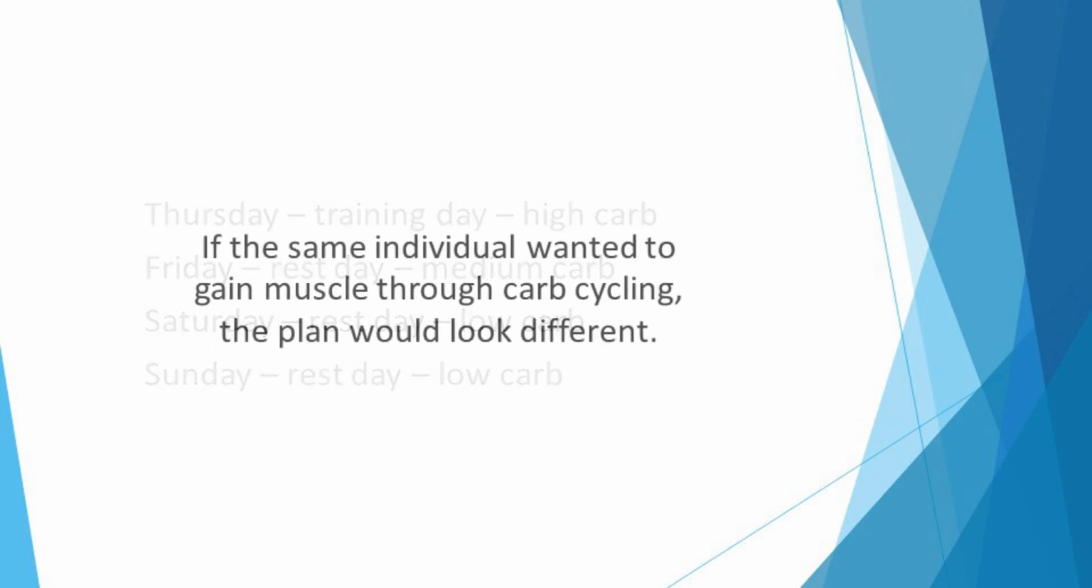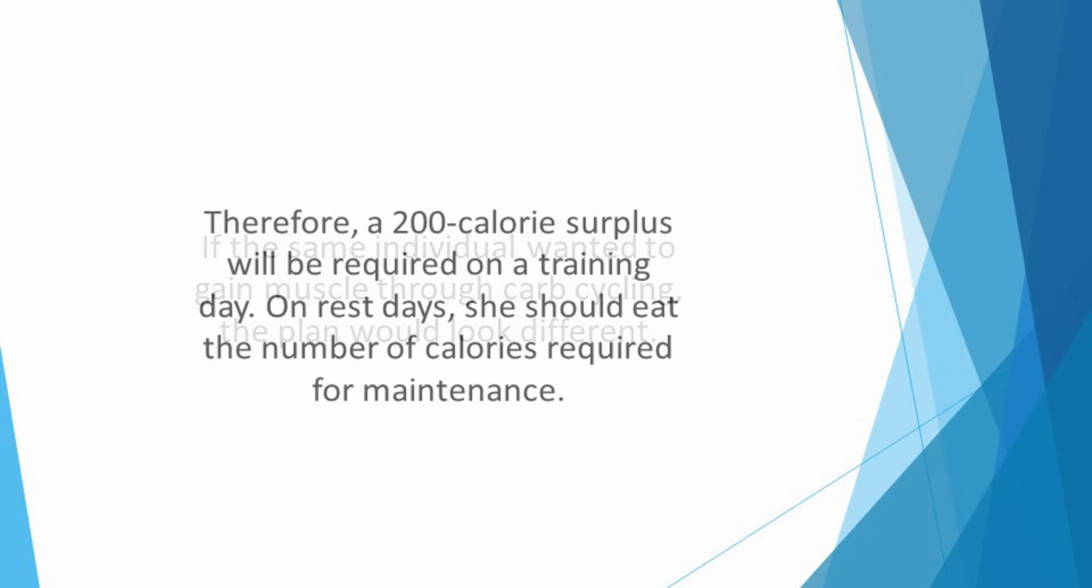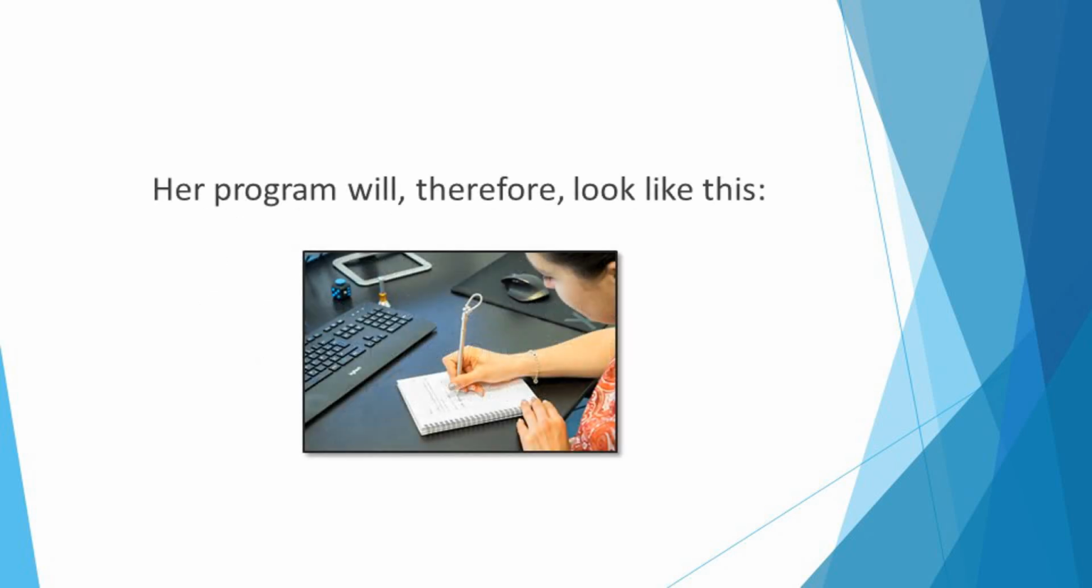If the same individual wanted to gain muscle through carb cycling, the plan would look different. A caloric surplus would be necessary so muscle tissue can grow and recover. Therefore, a 200-calorie surplus will be required on a training day. On rest days, she should eat the number of calories required for maintenance. Her program will, therefore, look like this.